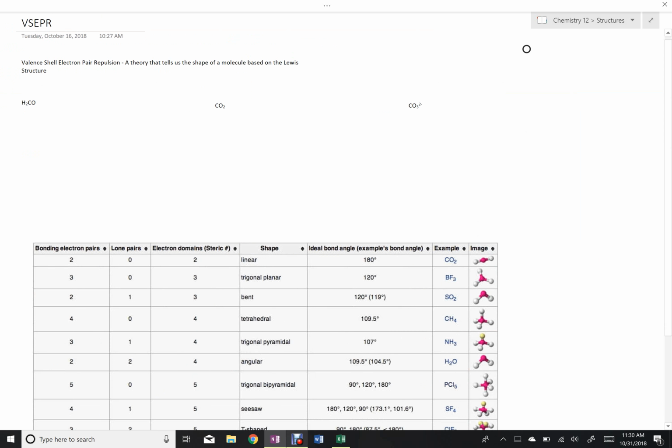So let's look at H2CO. C is our central atom here. We have an oxygen and we have two hydrogens. So I'll put them all in with one bond, and then I'll count electrons. I have 2 from my hydrogens, plus 4 from my carbon, plus 6 from my oxygen, for a total of 12.